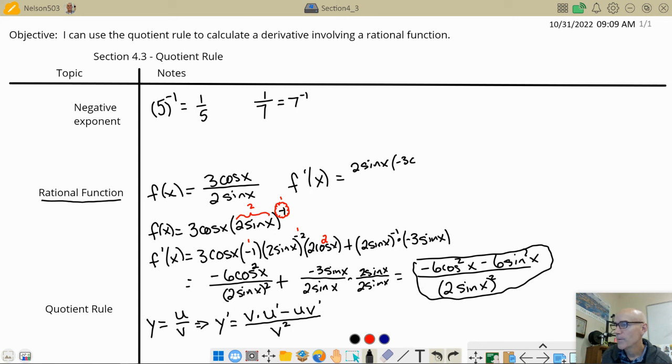I got to wake up here. The derivative of the numerator is negative 3 sine x, right? Derivative of cosine is negative sine. That's where I had the negative, but I just wrote cosine. Sorry. Minus high d low.